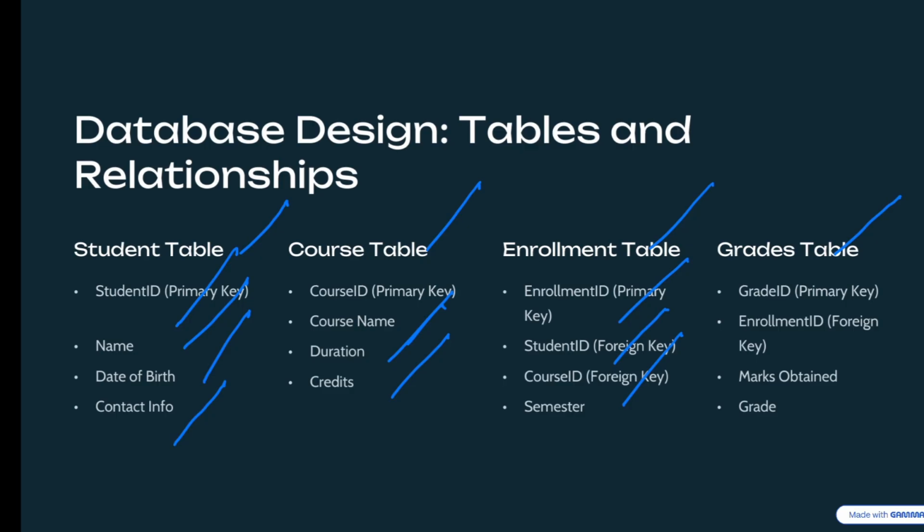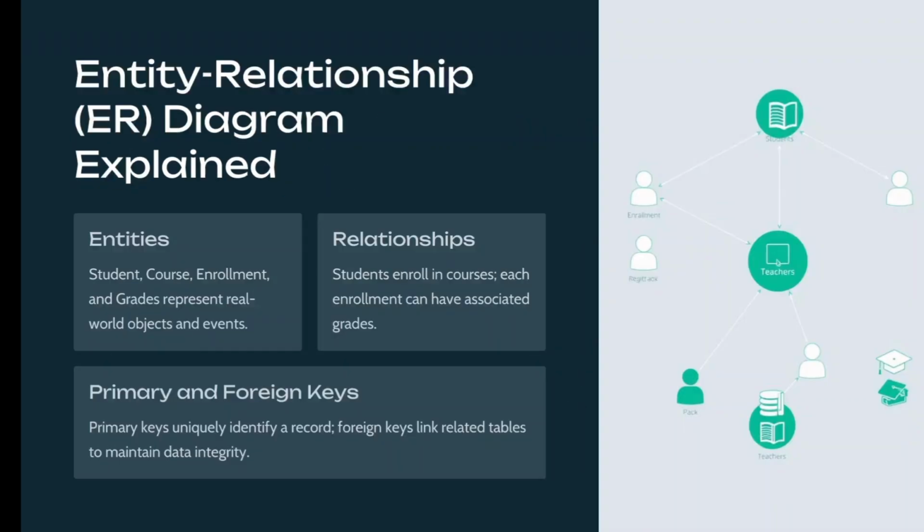Now let us see the grade table. The grade table stores marks obtained and grade. It has both a primary key and a foreign key. This is about the tables and the relationships.